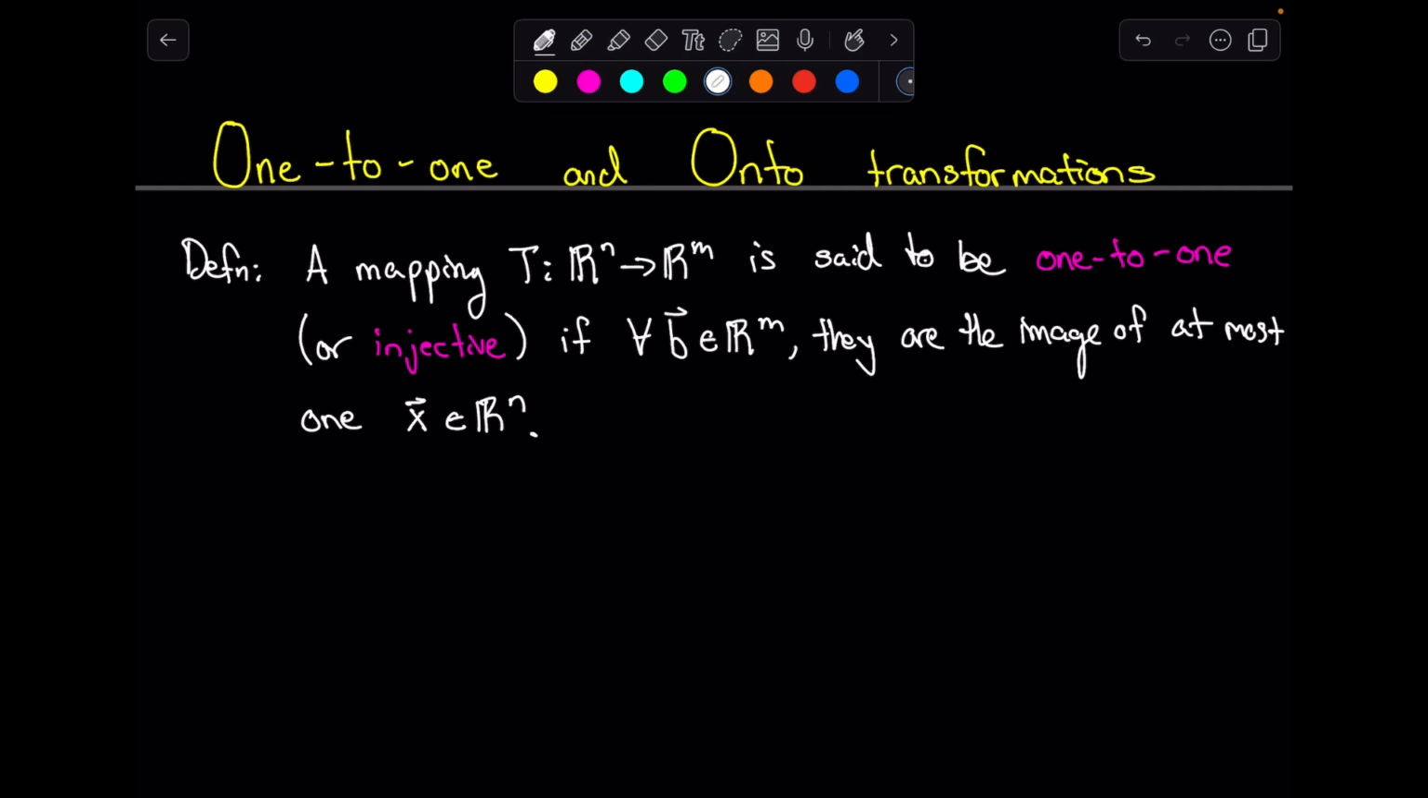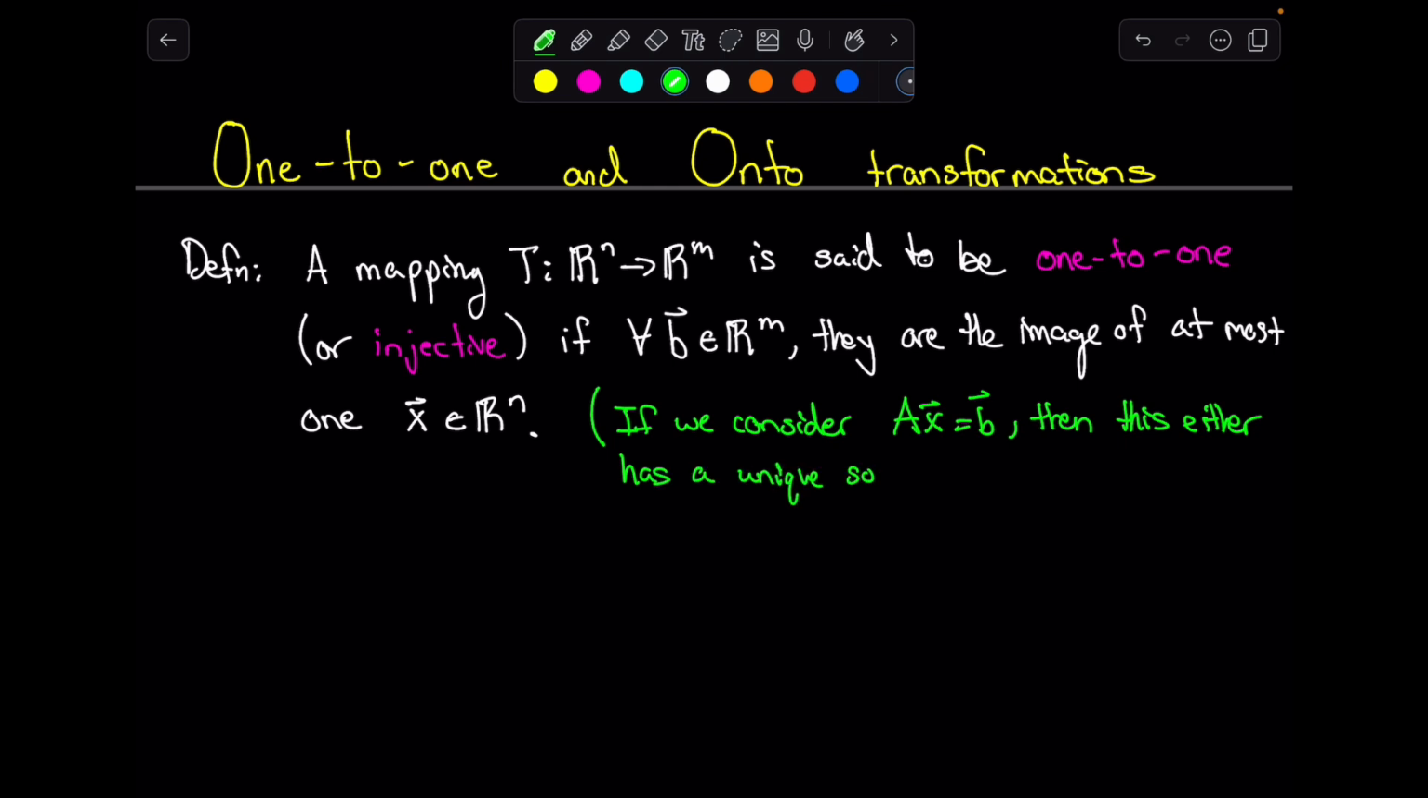Okay, so another way to think about that is, if we consider the matrix equation that represents a transformation, AX equals B, then this either has a unique solution X, or no solution, for any vector B that we pick from, so for any vector B that's from Rm. That's one way to think about it.